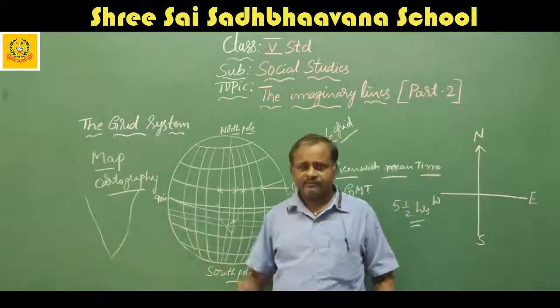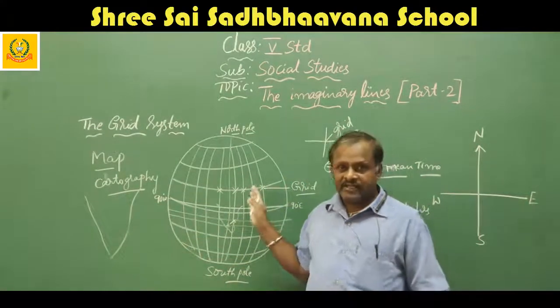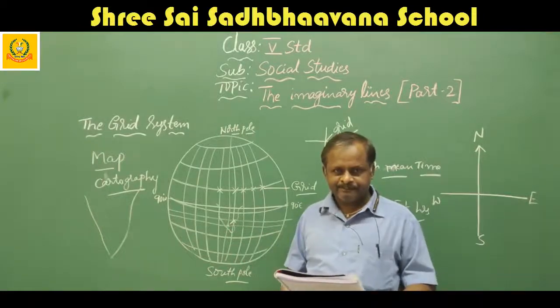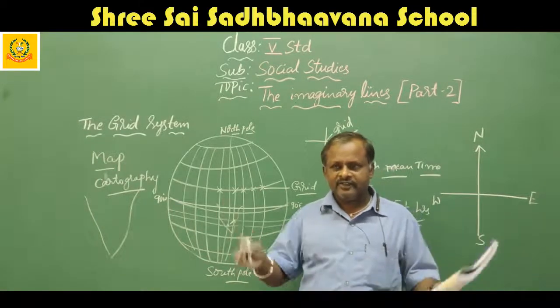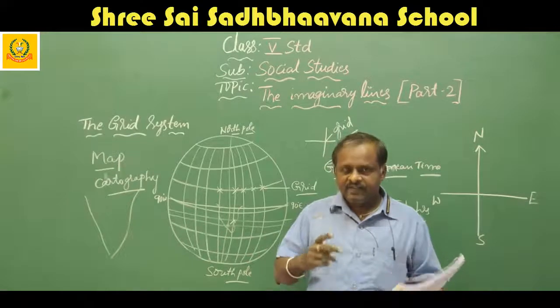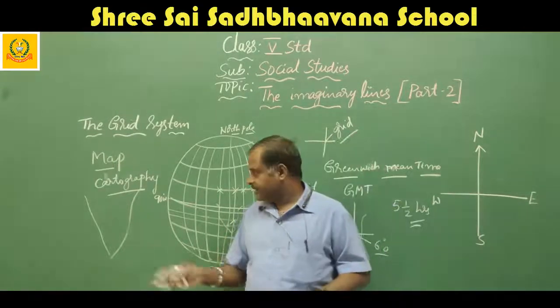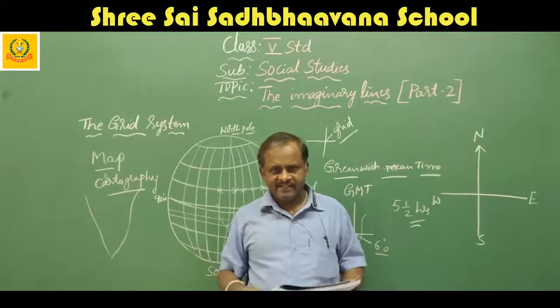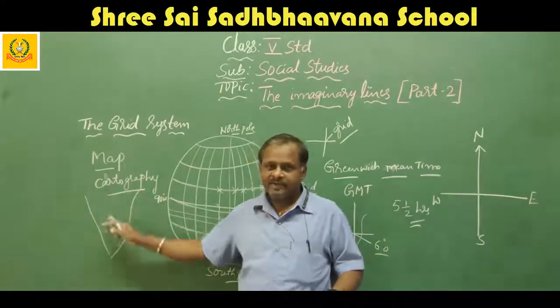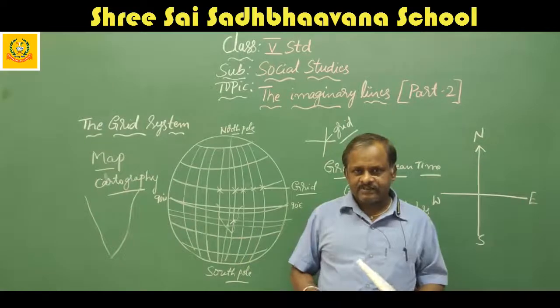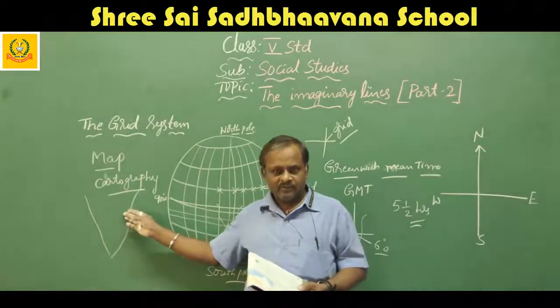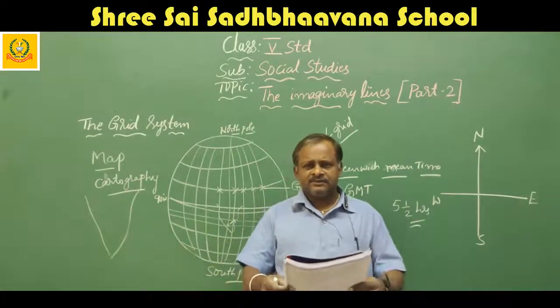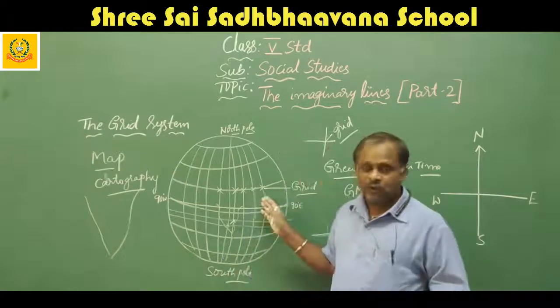Why did we make this atlas? Because to carry the globe is very, very difficult. If it is very small, we cannot find things properly. If it is very large, we can fold it and carry it easily. For this purpose, maps were made. It is easier to carry a book than to carry a globe.